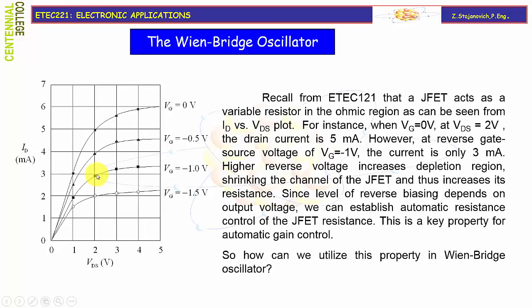Since the level of reverse biasing depends on the output voltage, we can establish automatic control of the JFET resistance. This is a key property for automatic gain control. So how can we utilize this property in the Wien bridge oscillator?